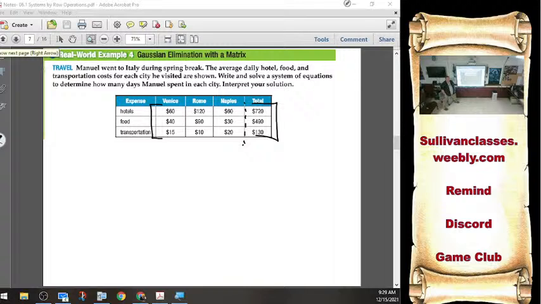Anyway, I'm going to rewrite this as a matrix, and I'm going to solve it. The original matrix starts as 60, 120, 60, 720. I'm writing it so I can make it big.